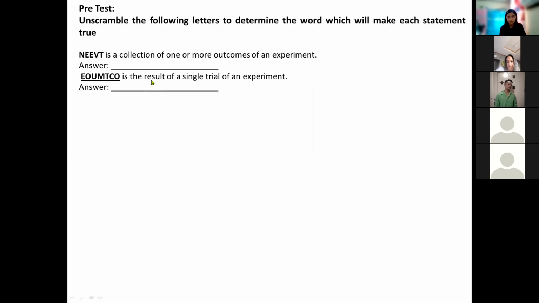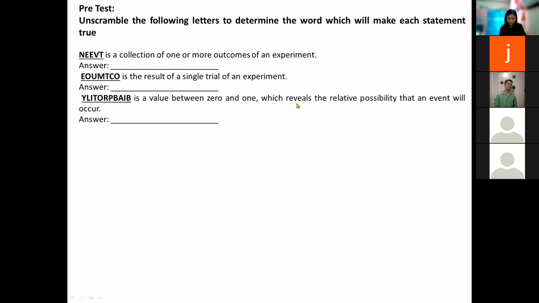Blank is the result of a single trial of an experiment. Miss Jolina Sapordo? Outcome po, sir. Okay, very good. So you did it correct. Tama yung sagot. Outcome ang sagot dyan. Outcome is the result of a single trial of an experiment.